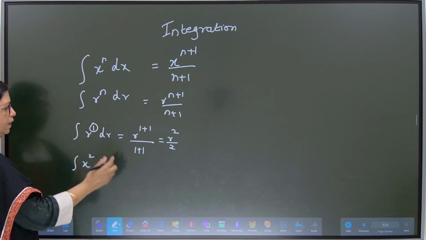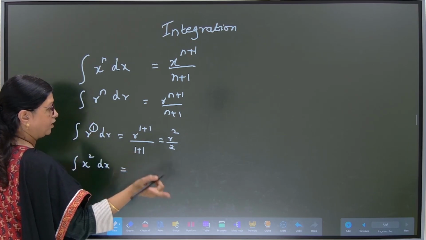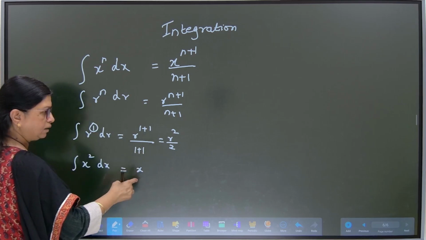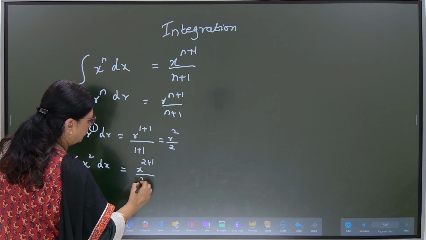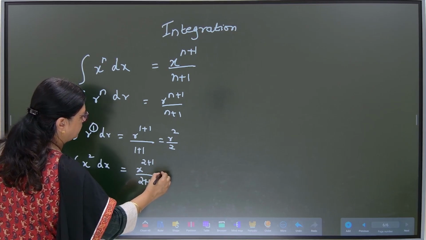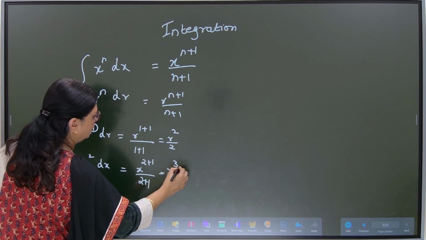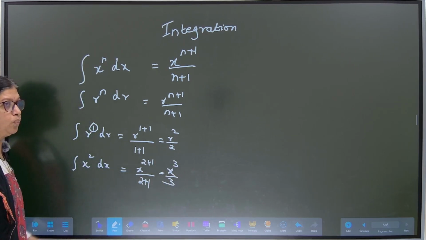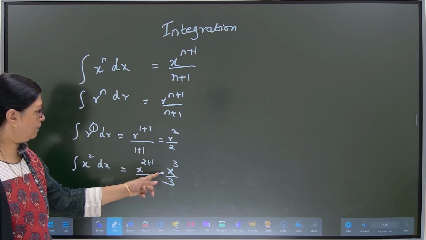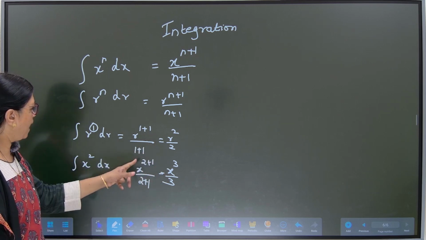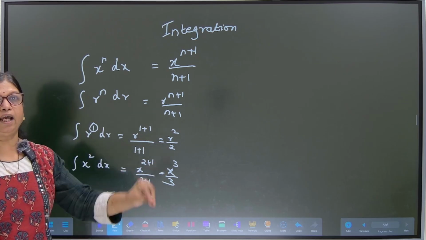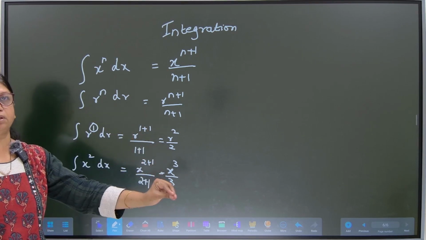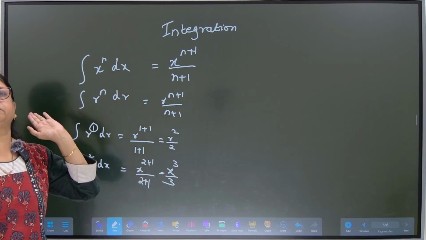Now x raised to 2 dx. I am using two variables. What is the power here? 2. So what should I write here? The variable is x, power plus 1. So 2 plus 1 upon power plus 1, that is 2 plus 1. So what is my answer? x raised to 3 upon 3. So what do I have to remember? Write the variable, write the power plus 1 divided by power plus 1. That is the formula I have to follow for any integration of this kind.